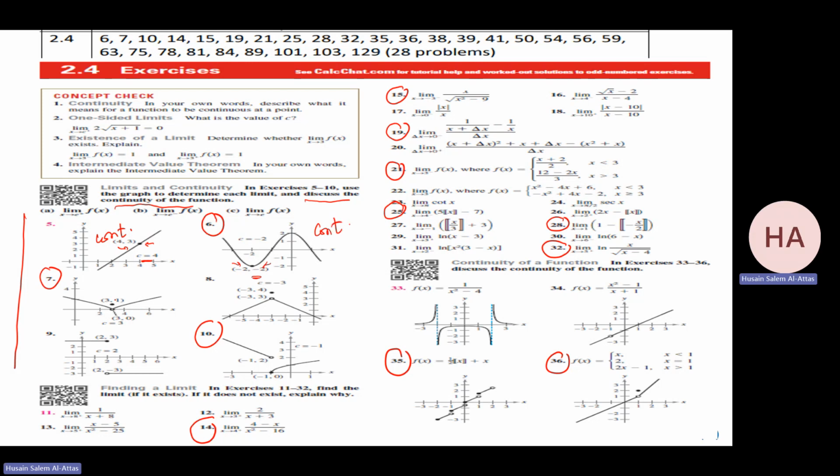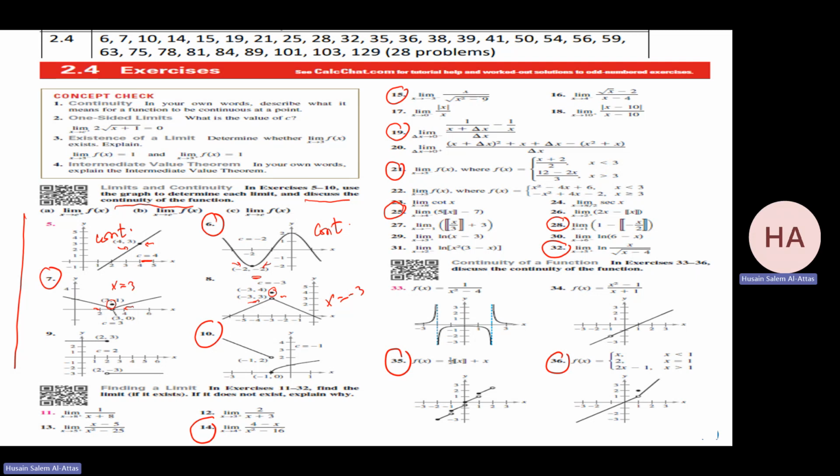Here, I have a problem of continuity. Why? Since the limit from right and the limit from left exist, but not equal to f at 3. So at x equal 3, we have a discontinuity. The same thing here, right equals left, but not equal to f at -3. So we have at x equal -3, a discontinuity.